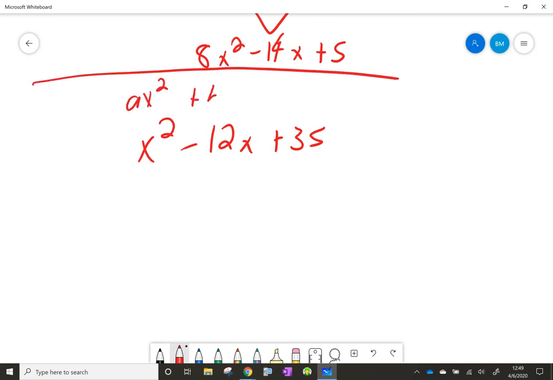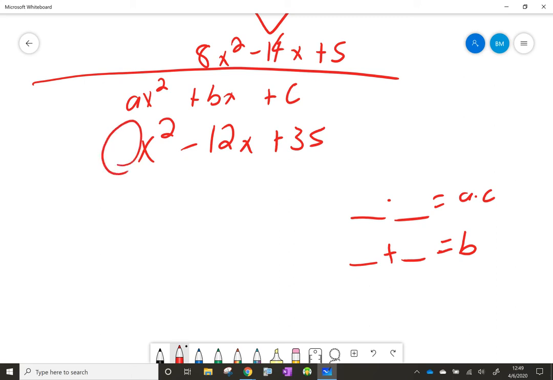ax squared plus bx plus c. What's a, b, and c here? Remember, we need two numbers that multiply to make whatever a times c is, same two numbers that add to make whatever b is. So in this case, a is not really listed here.